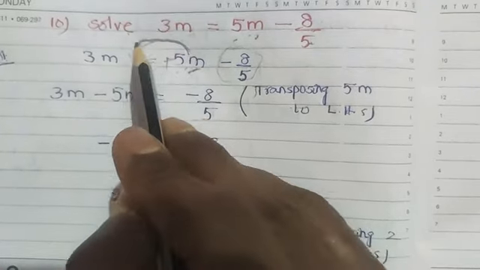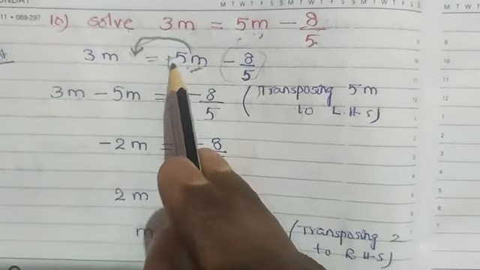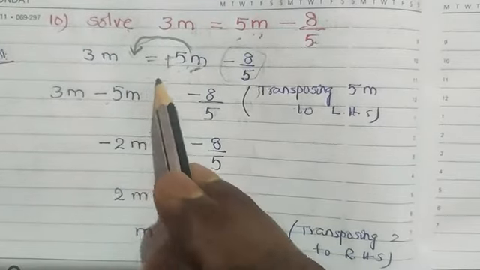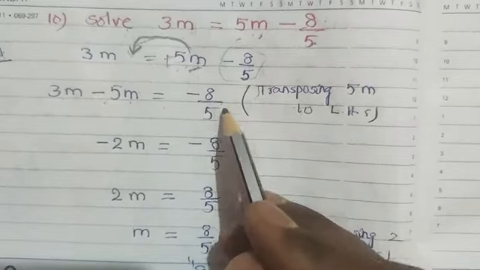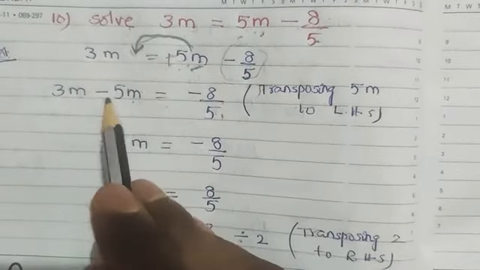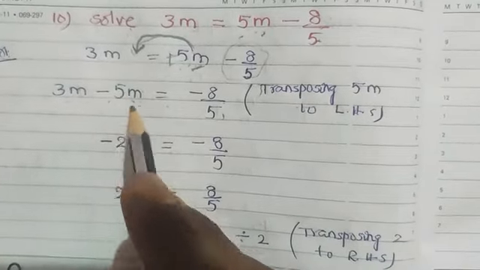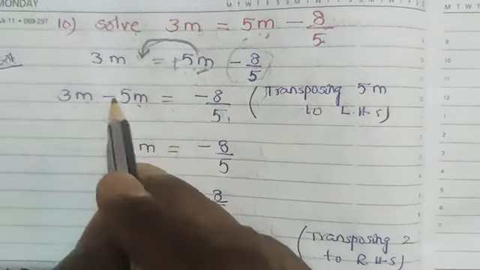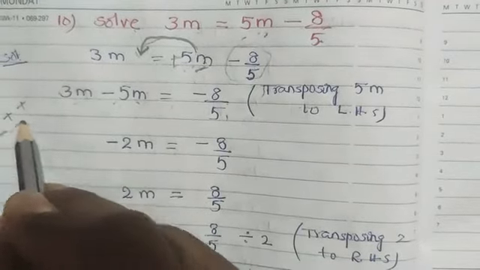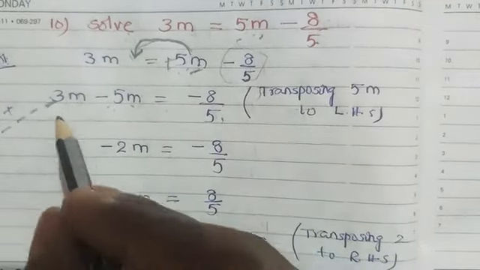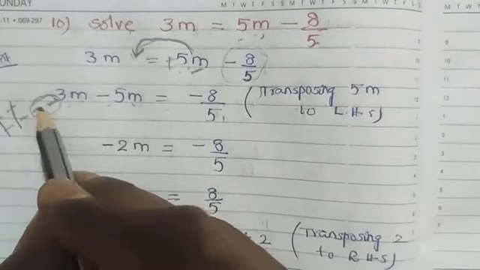If you transpose plus 5m to LHS, so 3m, plus will become minus, plus 5m will become minus 5m. 3m minus 5m is equal to minus 8 by 5. 3m minus 5m, for some time you forget about m. 3 minus 5: plus 3 means 3 plus symbols, minus 5 means 5 minus symbols. Technique only I am telling. Plus minus plus minus plus minus gets cancelled, 2 minus symbols are left.